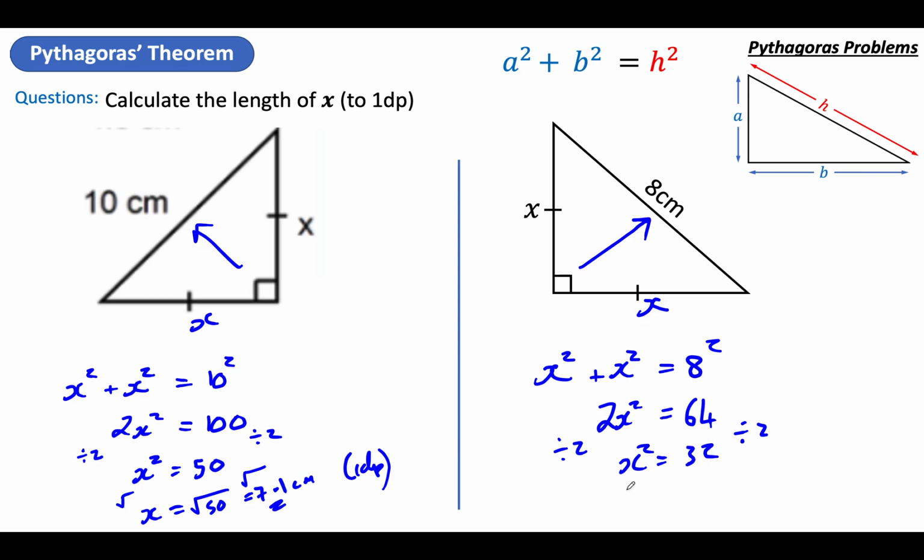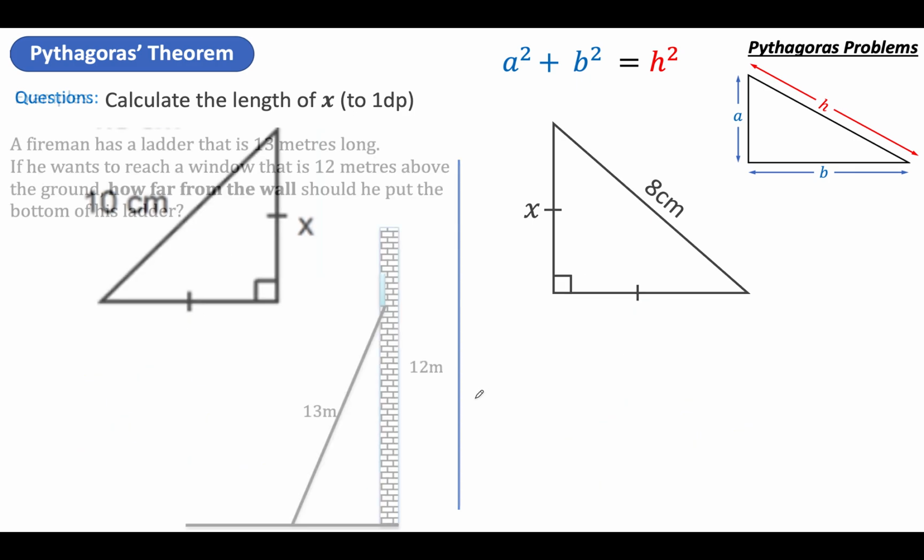equals 32. And then square root both sides to get x equals the root of 32. We could give it as a surd. I'm not going to. I'm going to do 1 decimal place. It's 4 root 2 if you like your surds. Otherwise, 5.7 to 1 decimal place. Yeah, or 5.66 to 2 decimal places. Yeah, okay, fair enough. Right, so that's one type of problem.